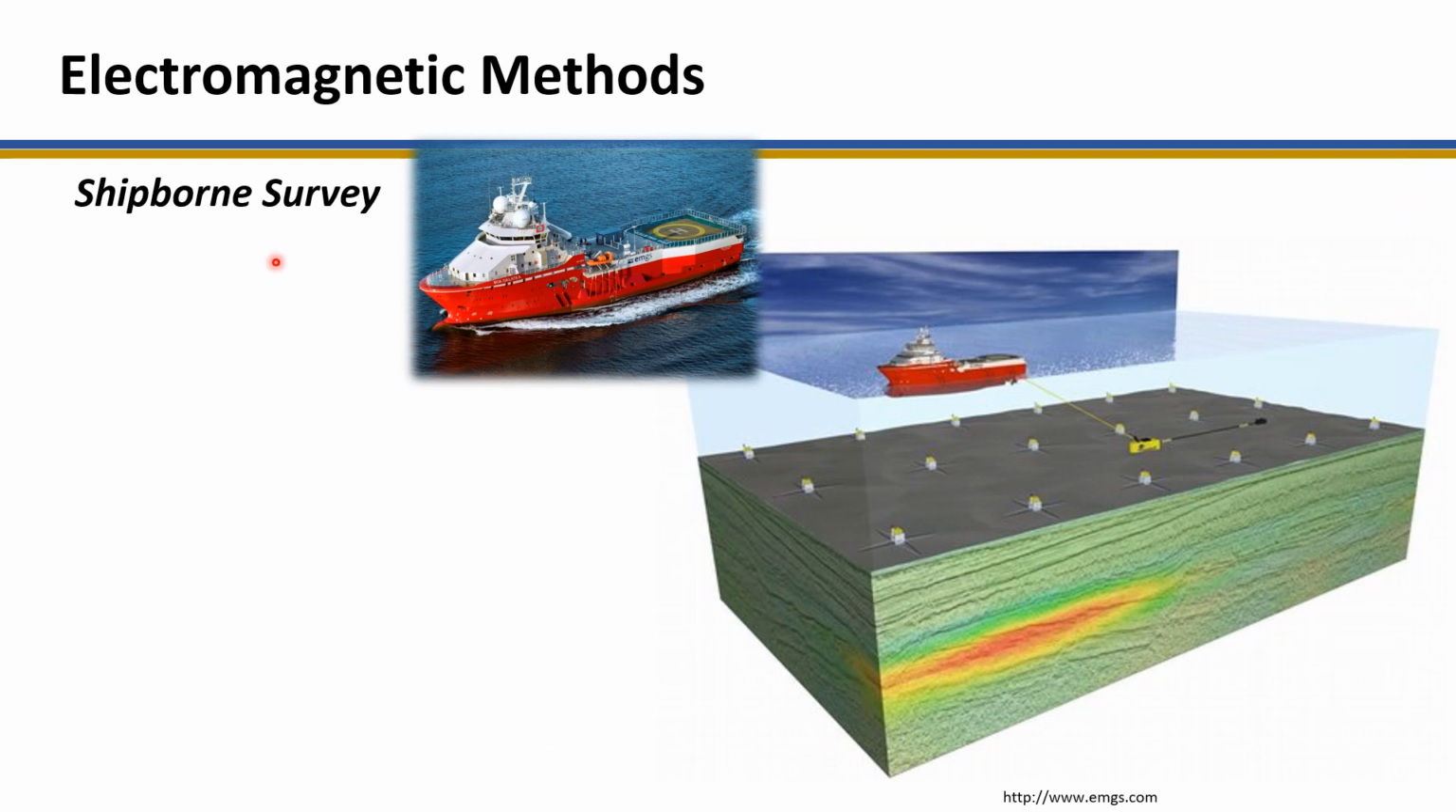The electromagnetic methods can also be conducted in marine or shipborne surveys. We can use vessels. So the application is almost similar to ocean bottom cables in seismic survey, where we plant all the receivers at a certain grid on the sea floor, and we run the transmitter towed by the vessel from one point to another, so that we can have the subsurface image or the conductivity of the subsurface in the oceans or marine.